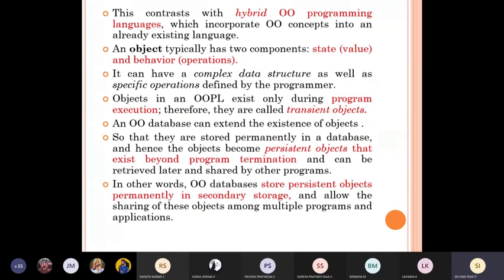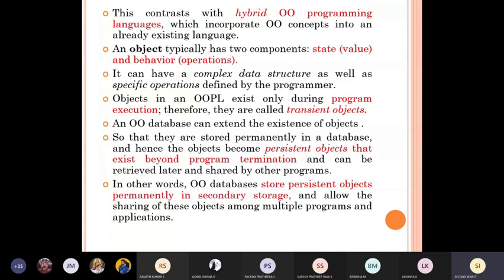Now we are going to discuss the transient object. Objects in OOPL exist only during the program execution. There are two types of objects as we discussed yesterday. One is called a transient object, the other is called a persistent object. Transient object means it exists only while the program is executing. It will be alive only till the execution of any particular program. That is called a transient object.